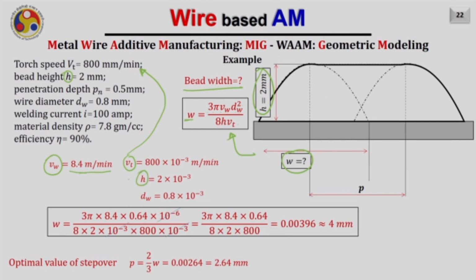The height of the bead, that is 2 mm, is given to us, and in meter it will be 2 into 10 to the power minus 3 meter. Wire diameter is 0.8 mm or 0.8 into 10 to the power minus 3 meter. Putting all these values into this equation, we will obtain the width of the bead to be 0.0039 meter, and in mm it will be 4 mm approximately. So that is the approximate value of the bead width.